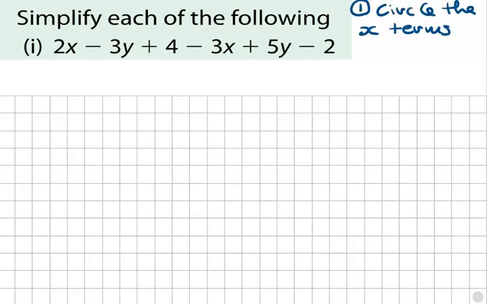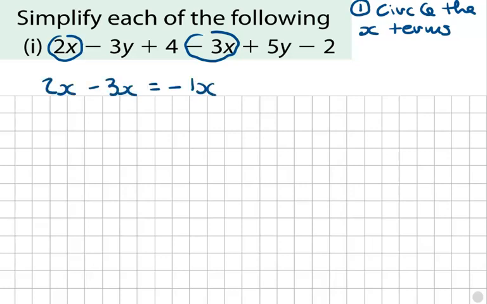So step 1 is we circle the x terms. So we circle the 2x and the minus 3x. Make sure you include the minus or you will go wrong. Then in our rough work, 2x minus 3x is minus 1x.